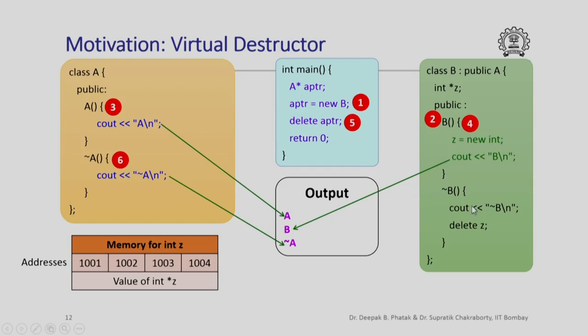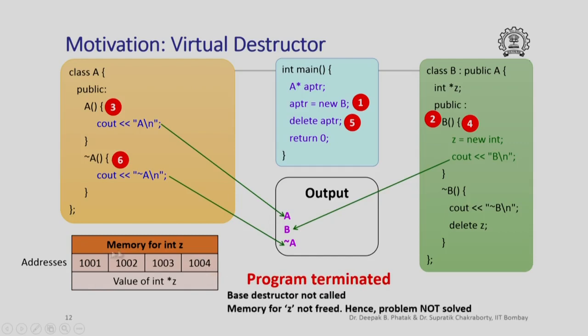I just returned 0. So note that the destructor of class B never even got called, and whatever memory was allocated for the integer Z, let us say an integer takes 4 bytes of memory, and these are the addresses of those 4 consecutive bytes in memory, whatever space was allocated for this does not get freed up. The memory for Z is not freed, and therefore our problem is that we wanted to free up this memory when we call delete APTR, because APTR was really pointing to an object of class B, and in the constructor for B we had allocated an object for this integer.